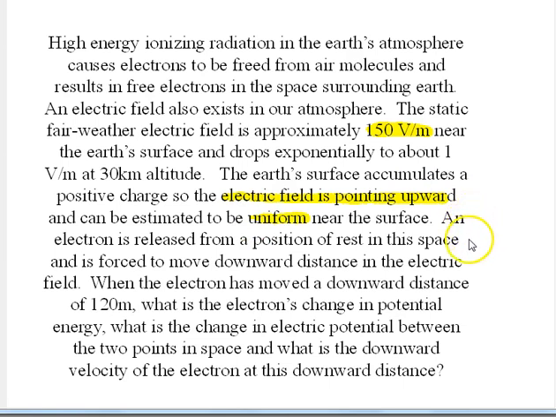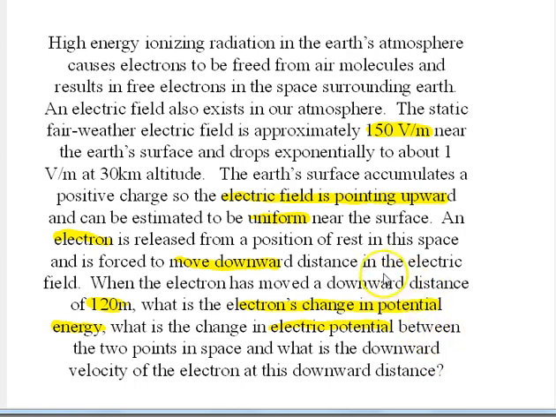An electron is released now from a position of rest in this space and is forced to move downward, so we know the direction of the motion. We know it's an electron, so we know the charge of the particle. And downward through a distance. That distance is 120 meters. We want to know what is the change in electric potential energy, that's the electron's change in electric potential energy in that field. What is the change in electric potential or voltage between the 2 points? And what is the downward velocity of the electron at this downward distance?